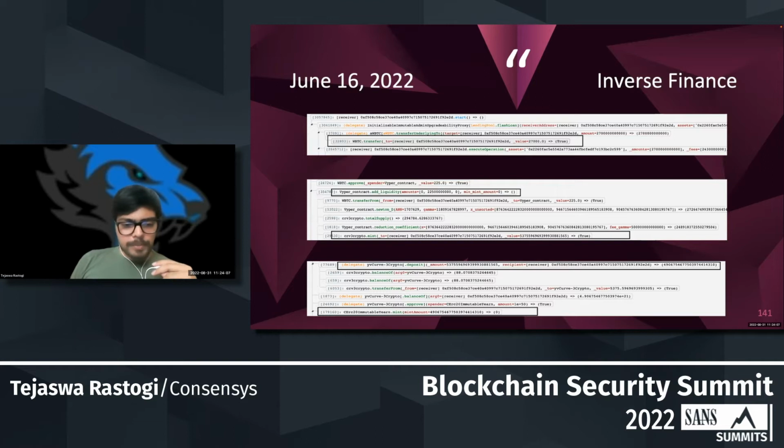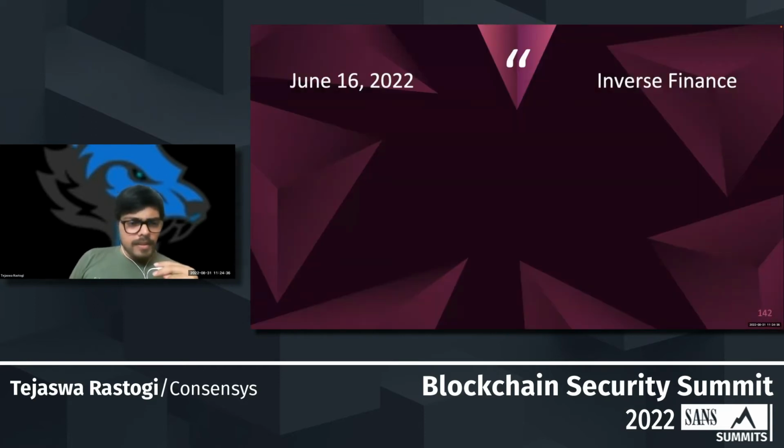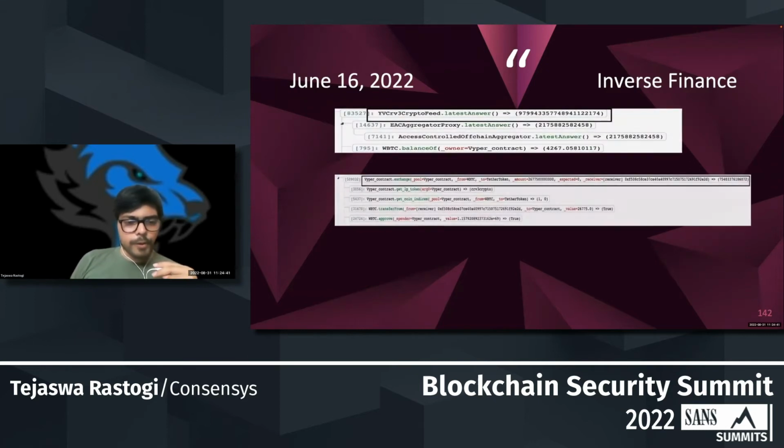The attacker used the Curve3 crypto tokens after that to deposit into the pool YB Curve3 crypto, and got some tokens. Sorry, I can see the screen now. It's UNC tokens, right? So it got some UNC tokens in return. All right. What else? After that, yeah, here we go.